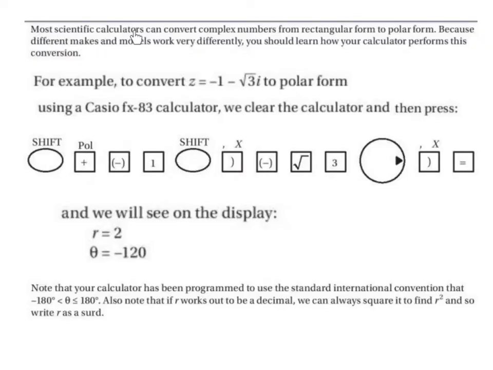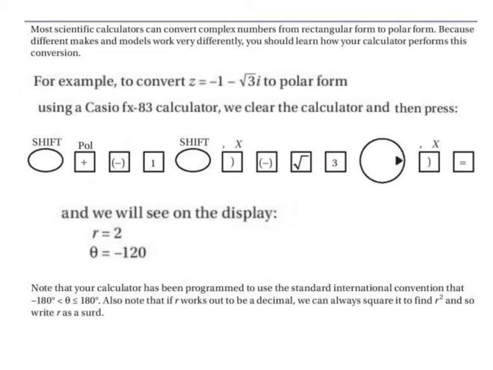Most scientific calculators can convert complex numbers from rectangular form to polar form. Because different makes and models work very differently, you should learn how your calculator performs this conversion. For example, to convert z equals minus 1 minus root 3 i to polar form using a Casio fx-83 calculator, we clear the calculator and then press Shift plus, minus in brackets 1, Shift bracket, minus in brackets root 3, the right arrow, bracket, equals. And we will see on the display r equals 2, theta equals minus 120.